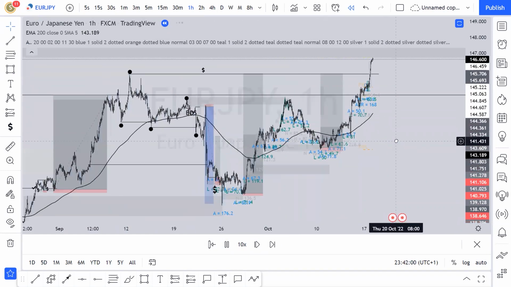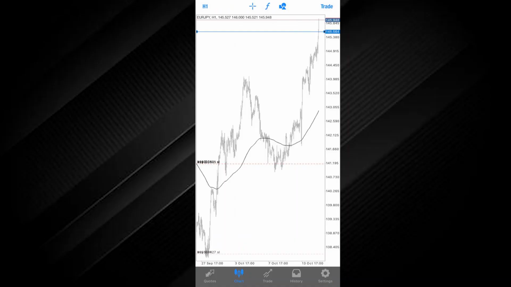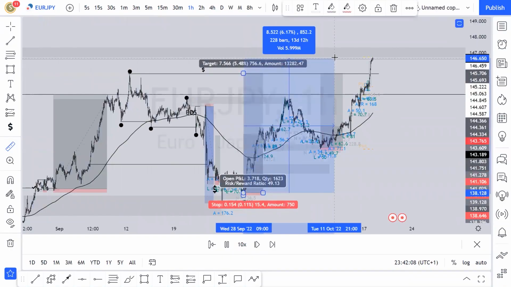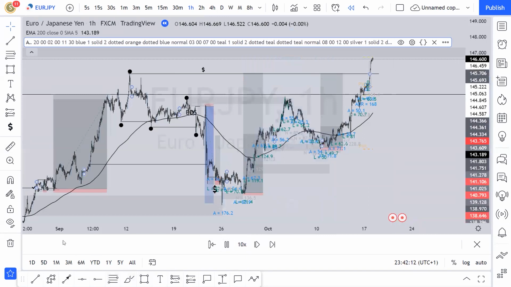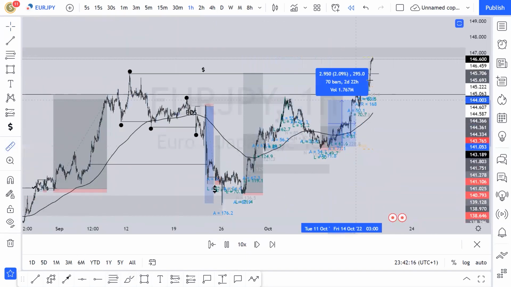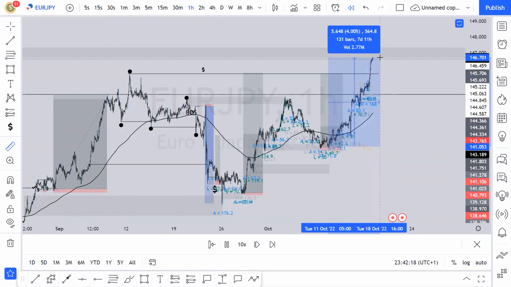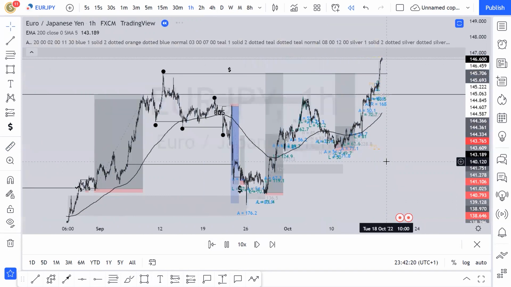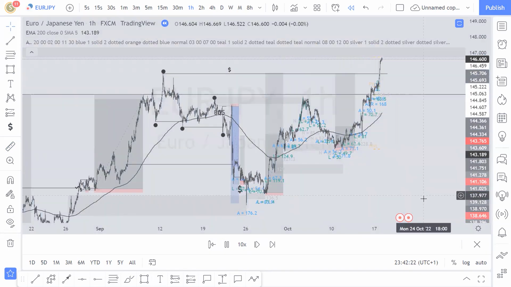You can see my entries, both entries are still intact. So let me see this first entry. This first entry is around 862 pips. And my second swing buy is around 564 pips. And this is the current position of price.